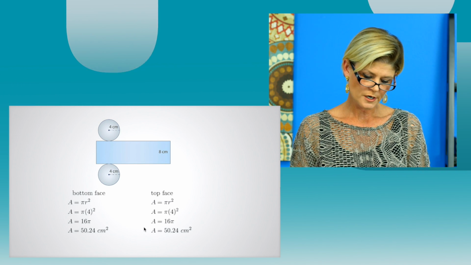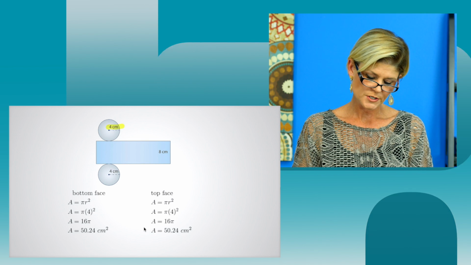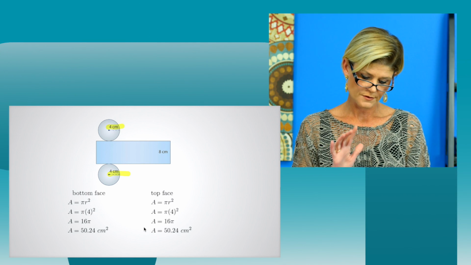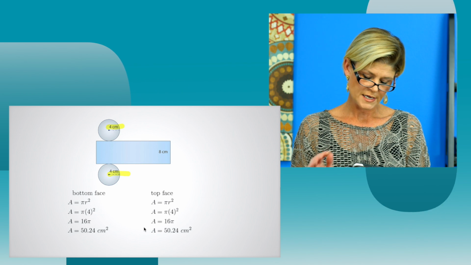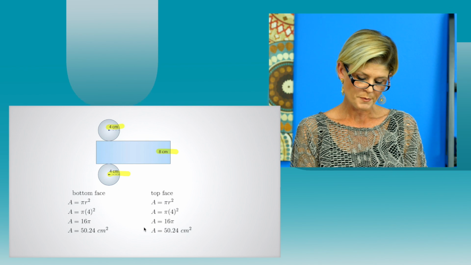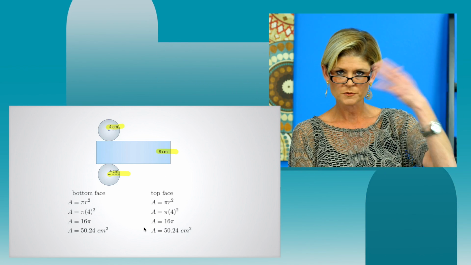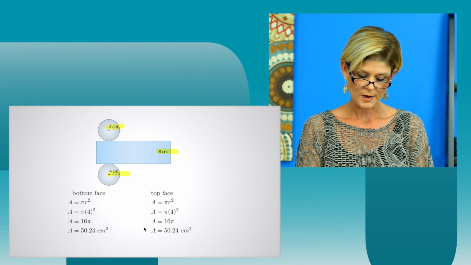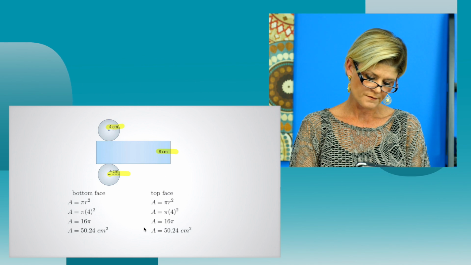All right, so let's take a look at our measurements here. We've got 4 centimeters and 4 centimeters for the radius of each circle, and then we have 8 centimeters there, which we'll deal with later. We're just focusing on the circles for now. So the bottom face and the top face, you'll notice the measurements are going to be the same because they're the same figure, right? So let's just focus on the bottom face.